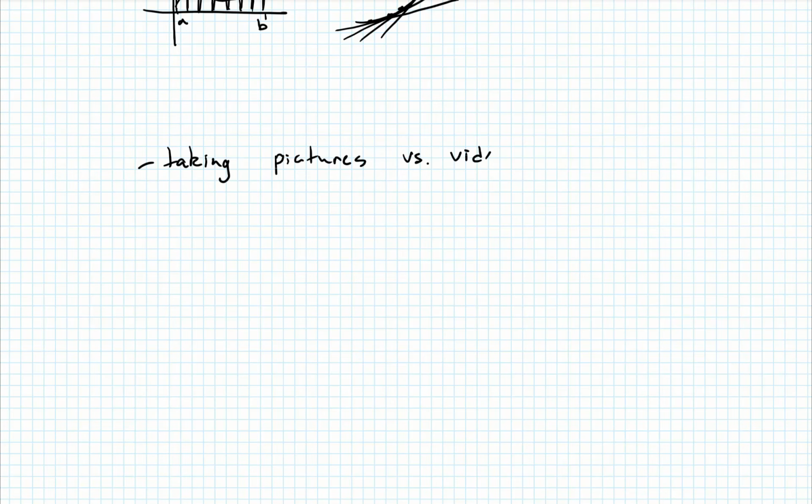So let me finish writing this really quick. Taking pictures versus videos. We use that to introduce the idea of a limit. And remember, the limit was this idea of showing how something behaved as we approached a specific point. So for example, we talked about behavior around a given point.